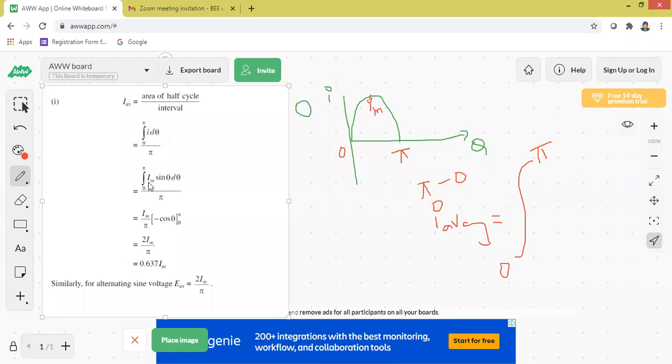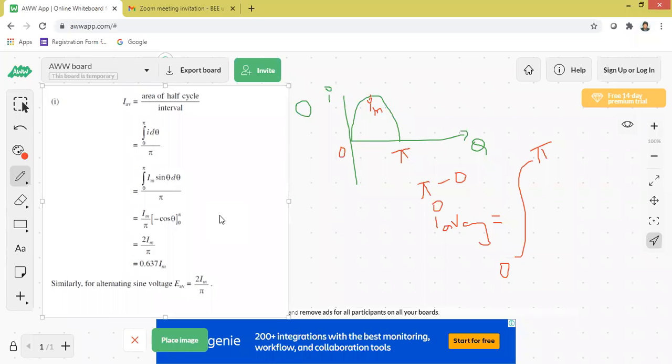Now, Im is constant. Im is the maximum value. So Im is constant. You bring this one outside. So integration we are applying. Integration of sine is how much? Minus cos. Integration of sine theta is minus cos theta under the limits 0 and pi. So what's going to happen? Im is outside only, divided by pi outside only. Minus you bring outside cos of 180 minus cos 0.